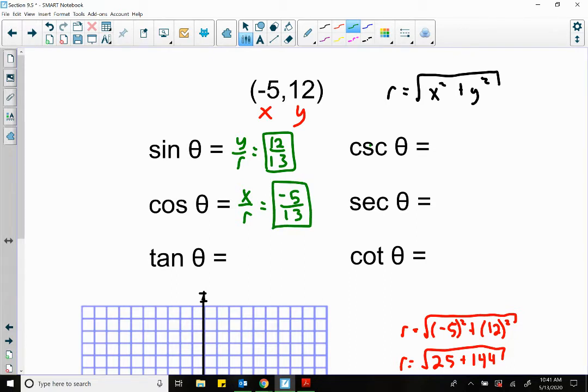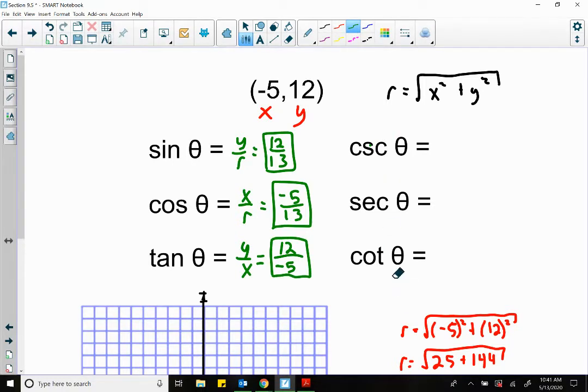Just like what we did in 9-2, except again, like I said, the only difference is our radius is not 1. All right. Tangent is y over x. So that would be 12 over -5. And if you want, you could take the negative and push it out front and say it's -12 over 5. It's all fine. But it's fine to keep the negative in the denominator. So there's the big 3.